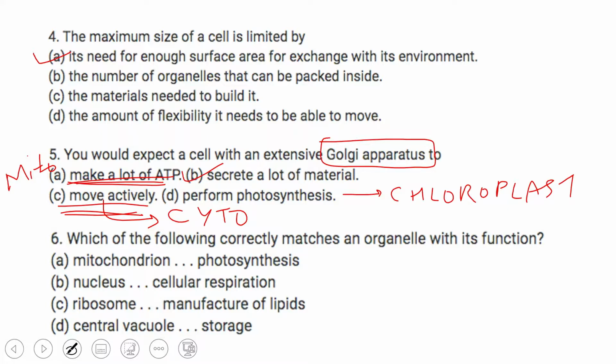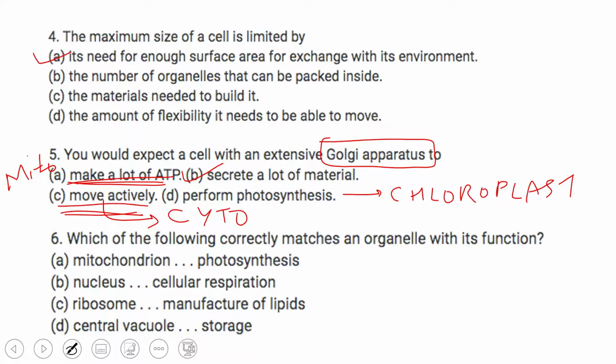Moving to the next question. Which of the following correctly matches an organelle with its function? The organelles are given on the left hand side. There is one organelle which is given correctly with its function. All the others are incorrectly matched with their function. So you have to identify which organelle is correctly matched with its function.